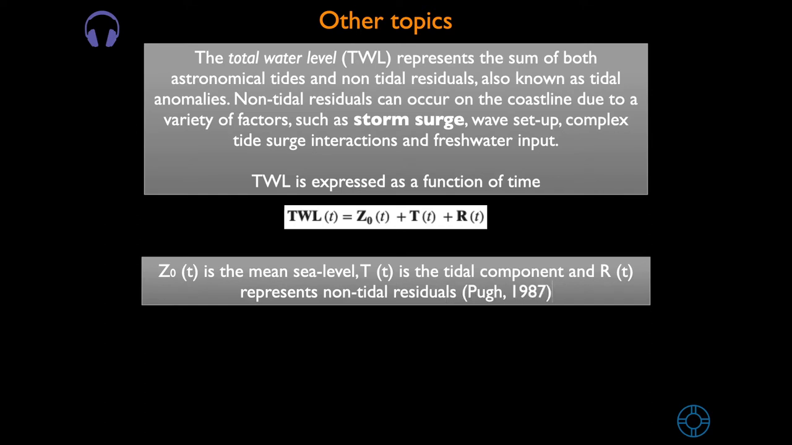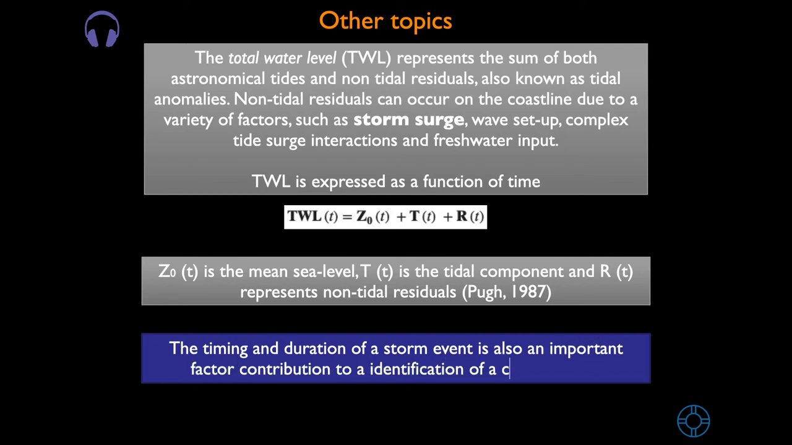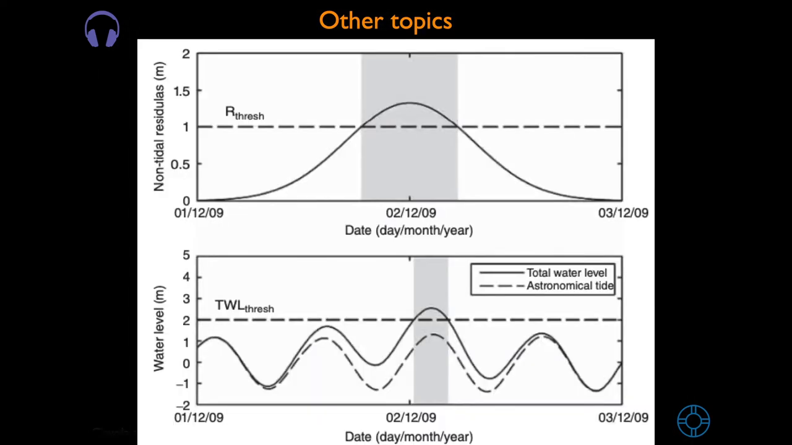The timing and duration of a storm event can also be an important factor contributing to the identification of a coastal storm. This image can highlight the differences in the storm occurrence depending on the type of water level threshold adopted. It presents a hypothetical scenario whereby a coastal storm has been identified from the same water level time series using both the TWL and the R thresholds.